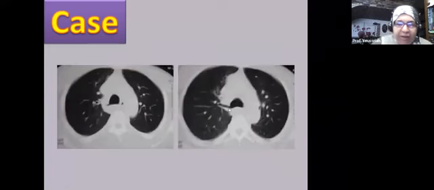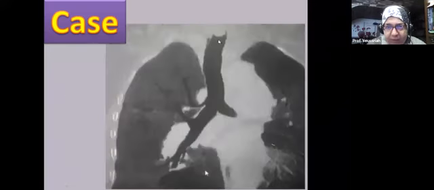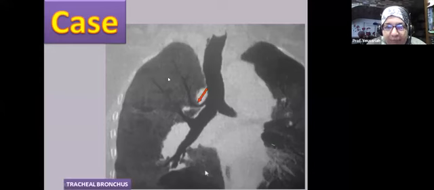Now here we have the carina at the second image. Just above the carina, or at the level of the carina, we have an abnormal bronchus. This is the tracheal bronchus. In another case, this is a minute image. You see an abnormal bronchus arriving from the trachea just above the carina. This is the classic site for a tracheal bronchus, above the carina on the right side. And you can see it's supplying the apical part of the right upper lobe.